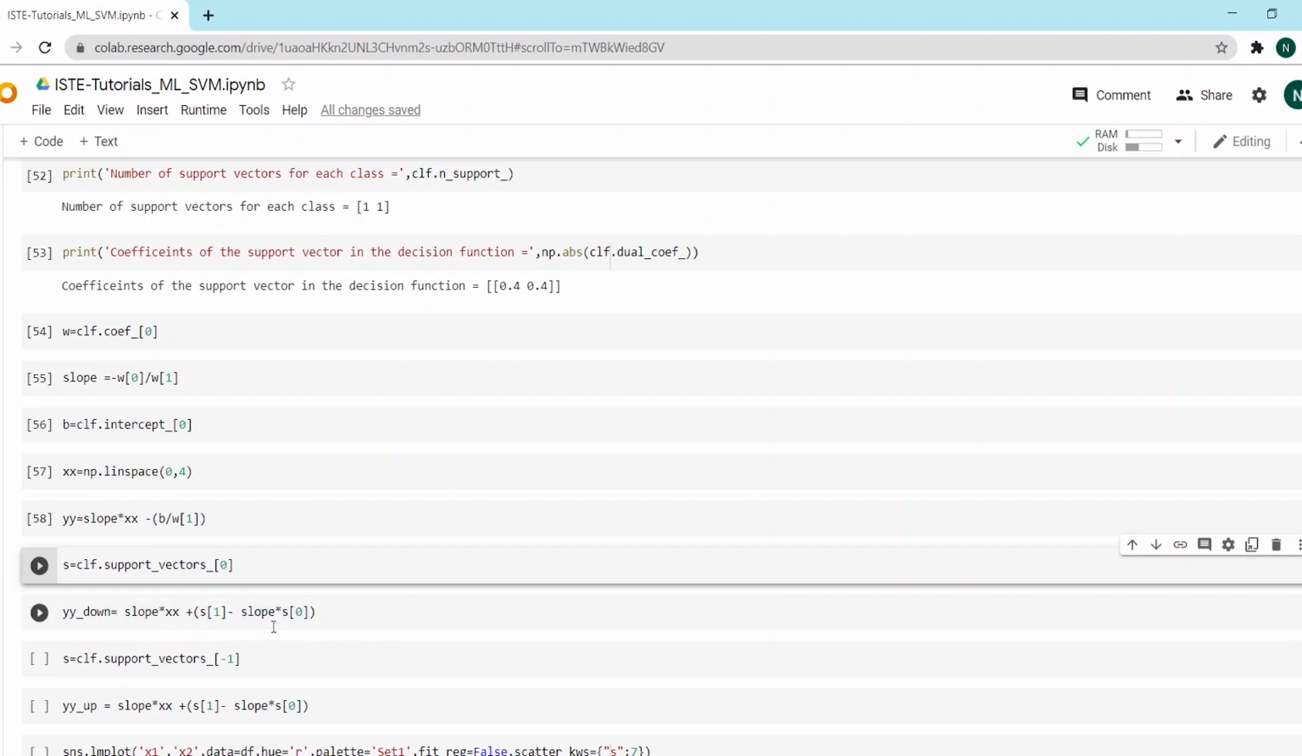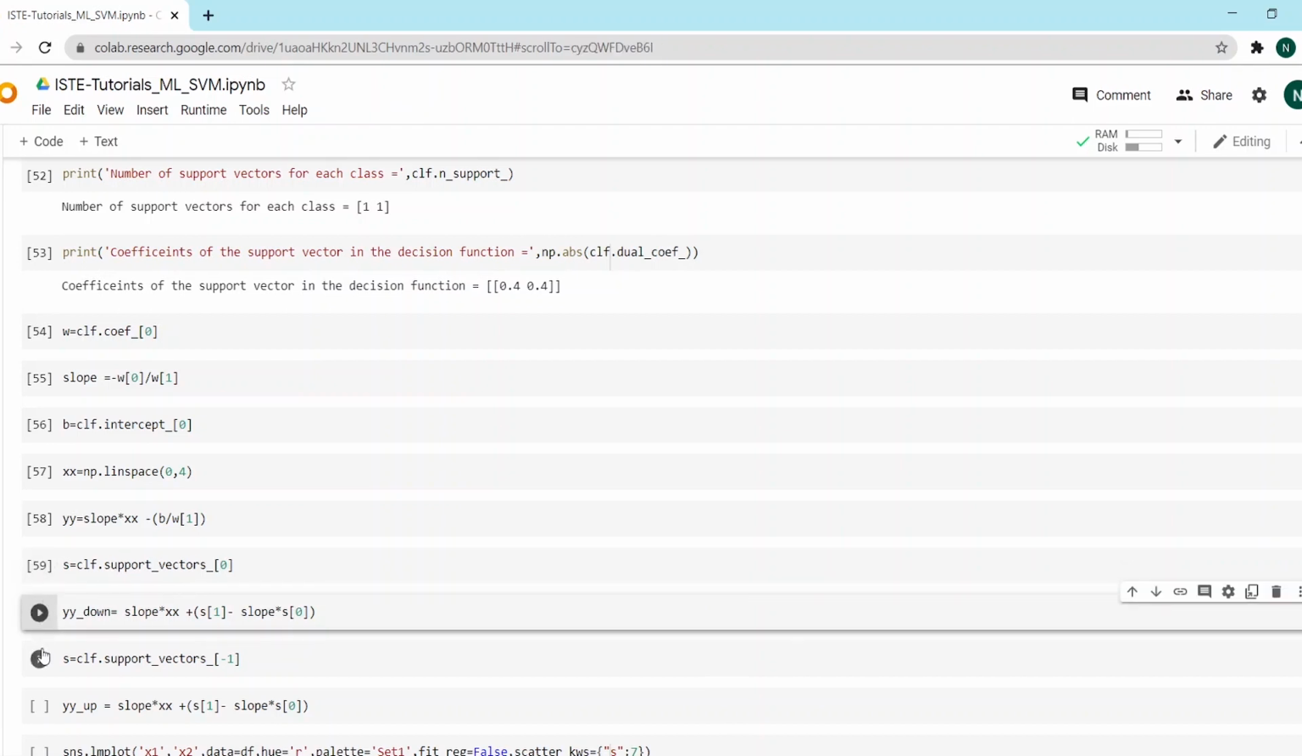We already have got x and y values for the support vector s1 and s0, right, for the lower support vector. This is the lower support vector's y and x. So obviously y equals mx plus c. So c we can find if y and x are already given. So y minus mx. So this is s1, that is y minus slope into s0 x. So we got the intercept. This is how we got the equation for y down, that is one of the support vectors.